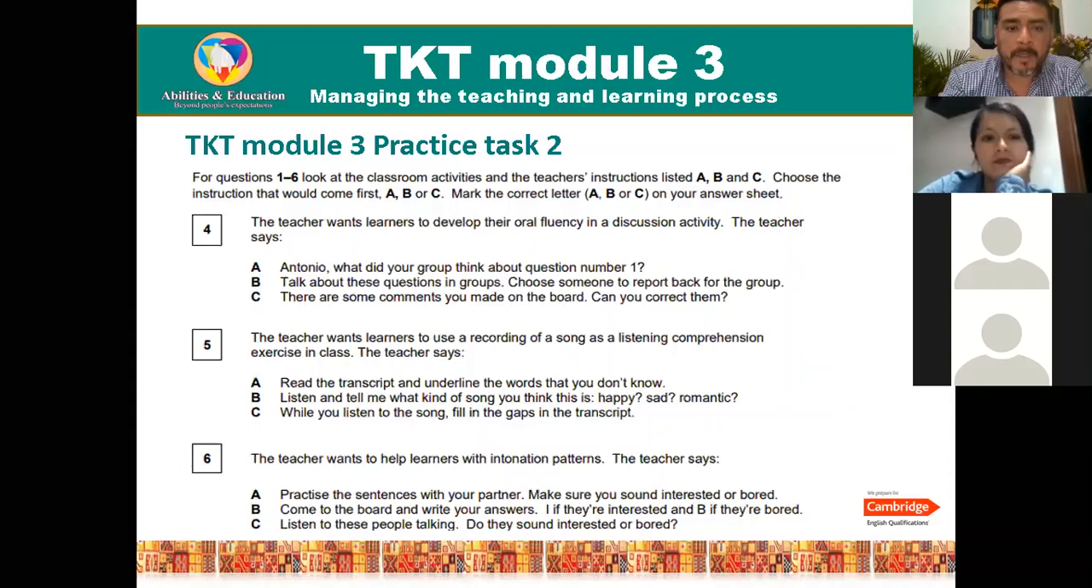Three more questions here. The teacher wants to organize an oral discussion. The teacher says, Antonio, what did your group think about question number two? Talk about the question in groups, choose someone to report back to the class. There are some comments to make on the work. Can you correct them? I think letter B.